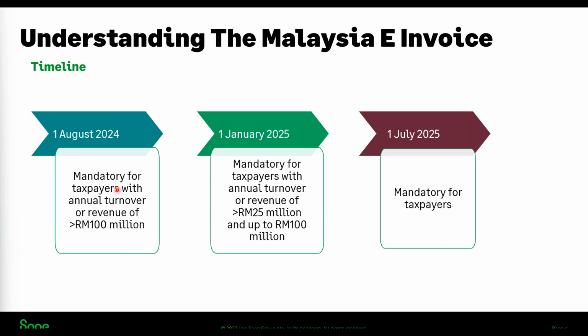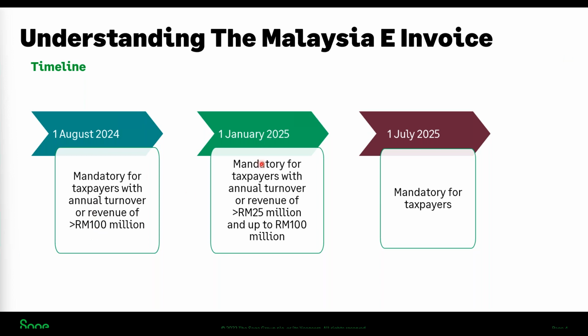I know most of you are probably already aware of this timeline. Malaysia e-invoice is a big hit in the market nowadays and everywhere in the news. So we just want to bring back to you when it will kickstart. The first phase starts on 1st August 2024, and it is mandatory for all businesses or taxpayers with an annual turnover of more than 100 million.